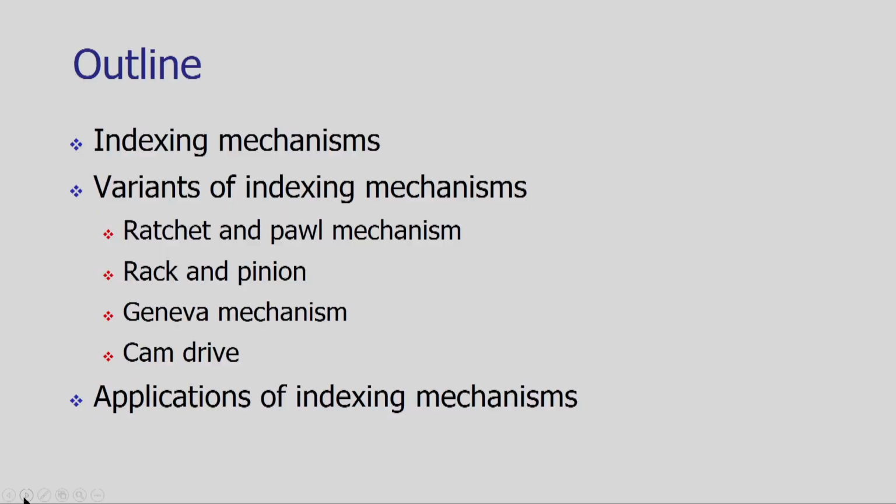So in this lecture we will be studying various indexing mechanisms, and then we will have a discussion on application of these indexing mechanisms. So let us look at the outline of the lecture. At start we will see the meaning of indexing mechanism. There are various types of indexing mechanisms used in the industry. These are ratchet and pawl mechanism, rack and pinion mechanism, Geneva mechanism, cam drive mechanism. We will see the construction details of all these mechanisms and where we can apply these mechanisms to get the required automation done.